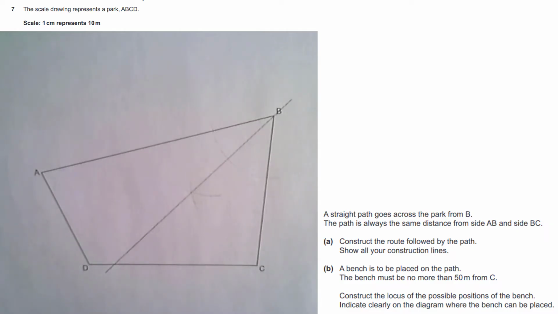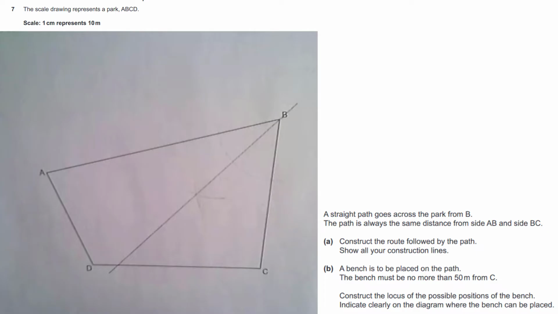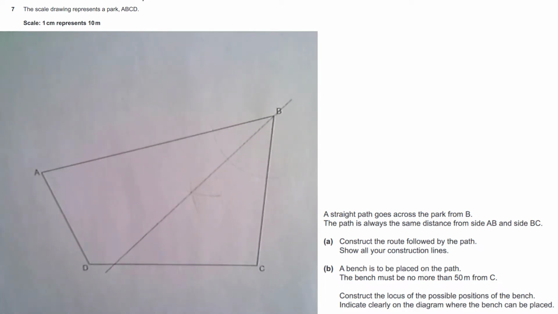Now part B says a bench is to be placed on the path. The bench must be no more than 50 meters from C. Construct the locus of possible positions of the bench. Indicate clearly on the diagram where the bench can be placed. Now we've got another construction to draw here. This time we're going to be drawing a circle centered on C with a radius of 50 meters.